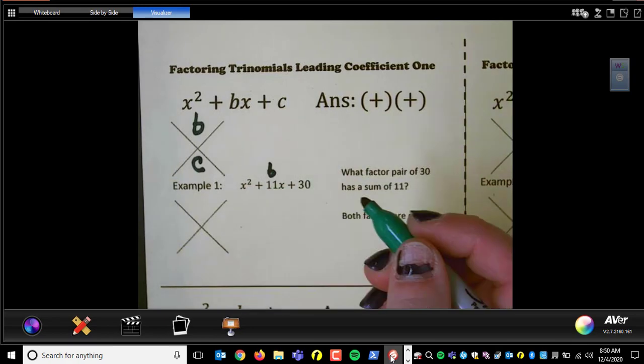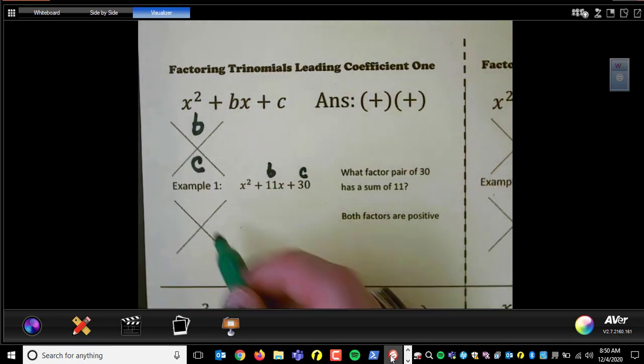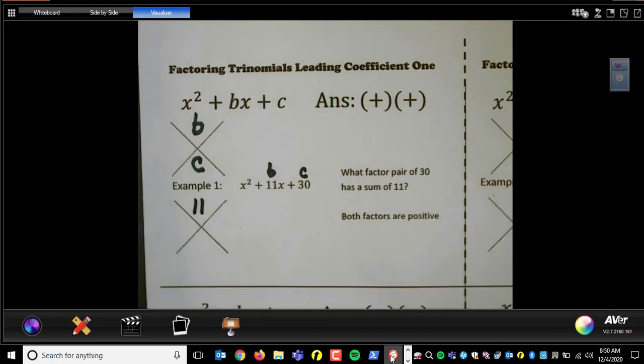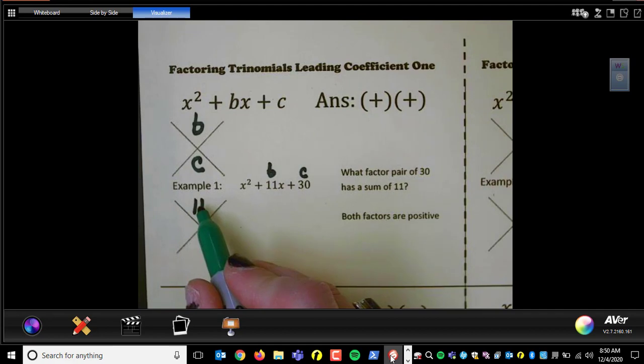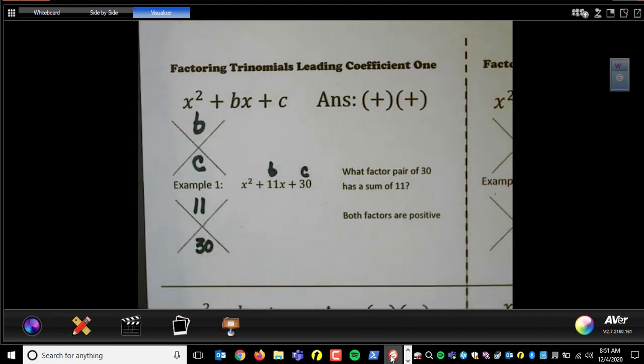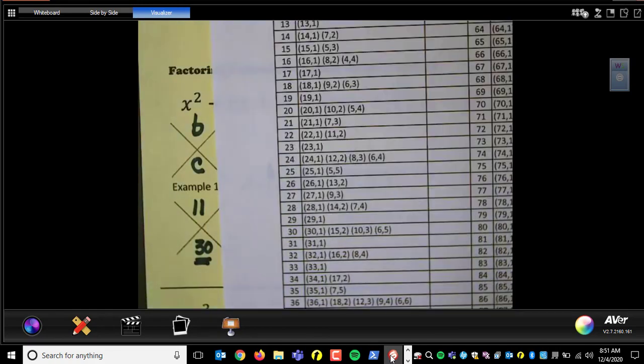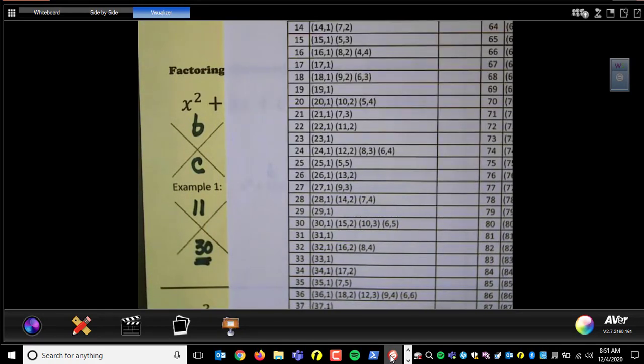11 would be the letter B. 30 is your constant. So we're going to place those in the correct spot in your crisscross puzzle. 11 will go on top. 30 will go on the bottom. So we are going to now focus on 30. This is your constant. We are going to look at your factor pair chart at 30, and we have to figure out which of these factor pairs adds up to 11.